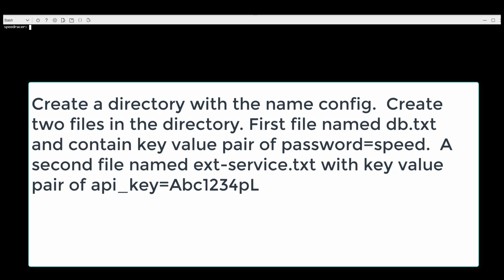Alright, task number 1. We're going to create a directory named config. Create 2 files in this directory. First one called db.txt and contain the key value pair of password equals speed. And a second file named ext-service.txt with a key value pair of API key equals a bunch of letters and numbers. Alright, so first make a directory. I might already have it there. I do, so we'll say that step is complete.